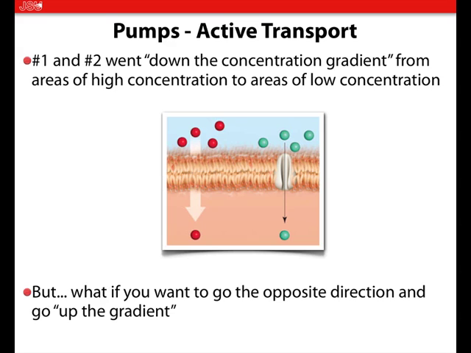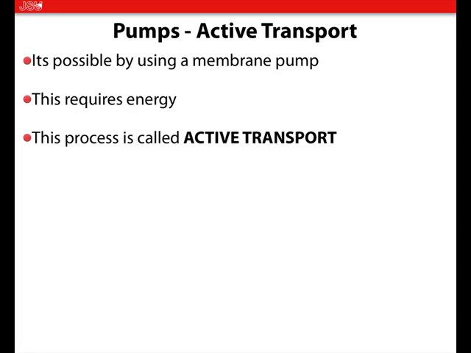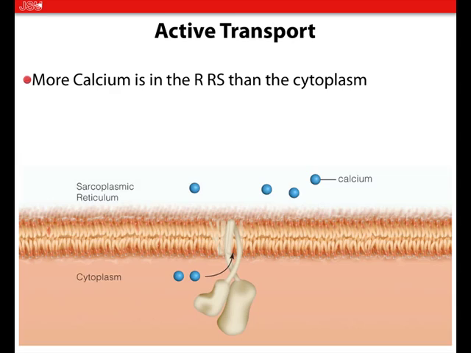But what happens if you want to go up the gradient? What if you want to go up the concentration gradient? What if you want to take a molecule or ion and push it toward areas of higher concentration? Well, that is active transport, and we use the pumps to do this. This process is called active transport, and it requires the input of energy.